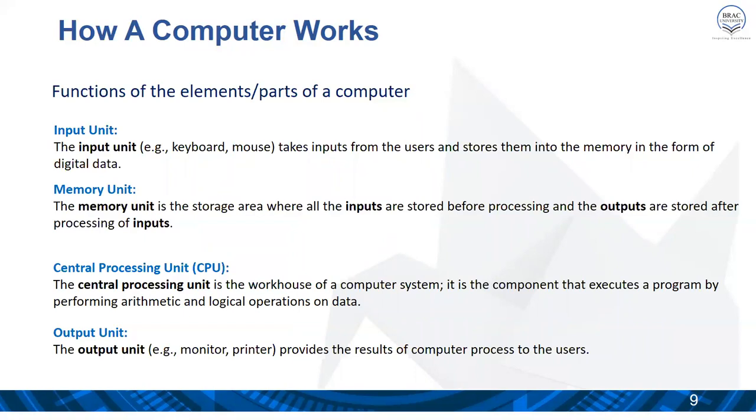The central unit is the brain of the computer. It executes a program by performing arithmetic and logical operations on the data. And finally, the output unit, such as monitor or printer, provides the results of the computer processed by the CPU to the users.